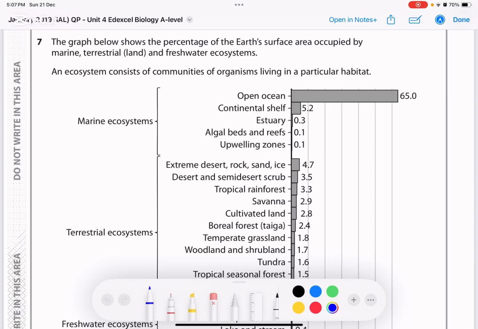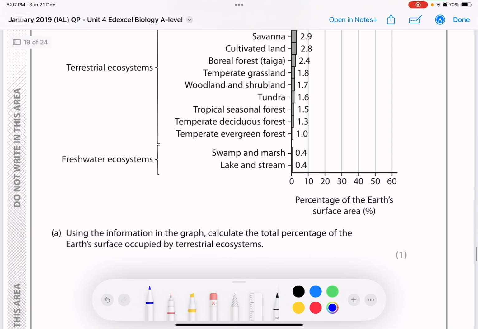Here, question 7 in January 2019 in WBI14, the graph shows the percentage of Earth's surface area occupied by marine, terrestrial, and freshwater ecosystems. An ecosystem consists of communities of organisms living in a particular habitat. Anyways, here we have a calculation question.